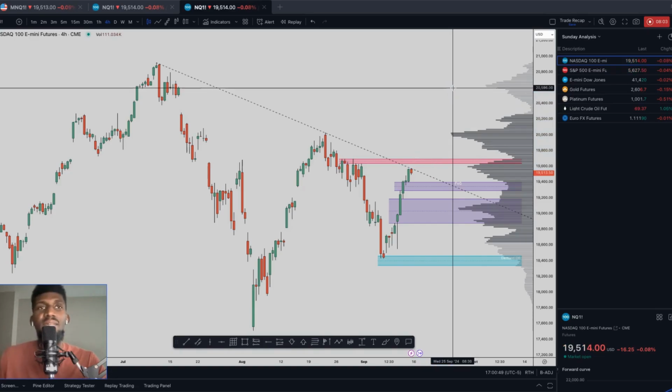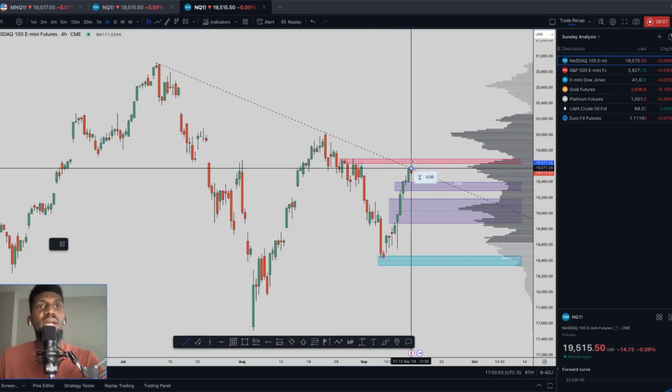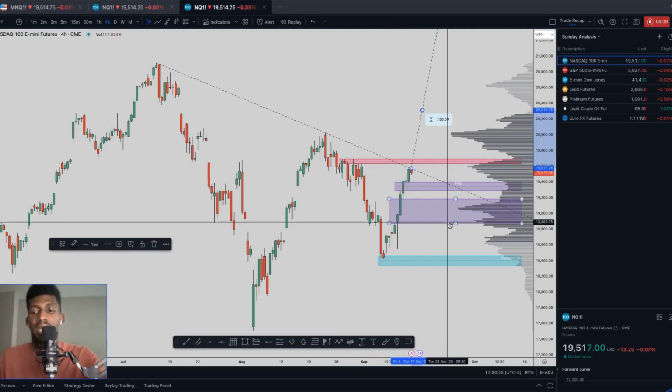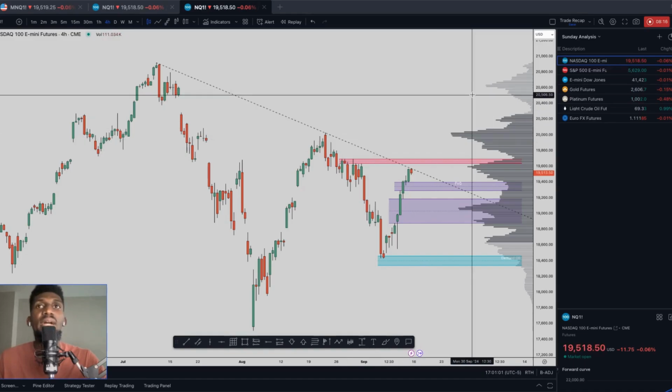Or we can just have a straight breakout to the upside, which is what I tend to look for, like that. And I would typically get in on the 15-minute once it closes outside. I wouldn't wait for the 4 hour close. So that's what we're looking at on NQ.